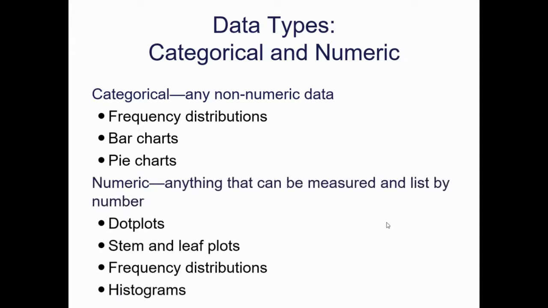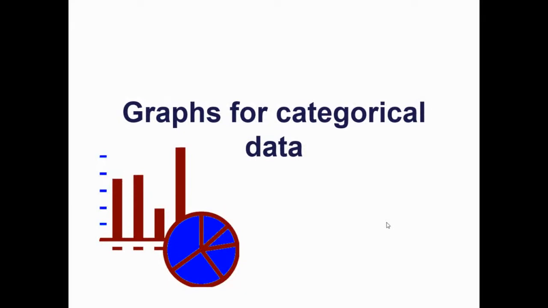And then for numeric, it's anything that can be measured and listed by number. We've already looked at dot plots some. We'll get into stem and leaf plots, frequency distributions, and then histograms. Notice that you can do frequency distributions for both of these. Let's look at categorical.